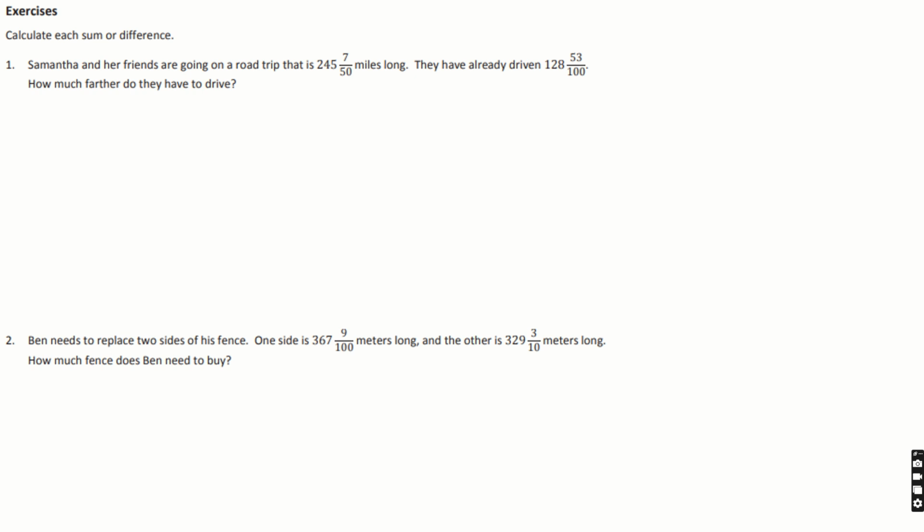So it says her friends are going on a road trip. It's 245 and 7/50 miles long. They've already driven 128 and 53/100ths. How much farther do they have to drive? So the cool thing is anytime you have it out of like 100, that just means you take whatever this number is and you put it after the decimal point. So 0 point and then 53, because 53 out of 100 is 53 hundredths, like that.